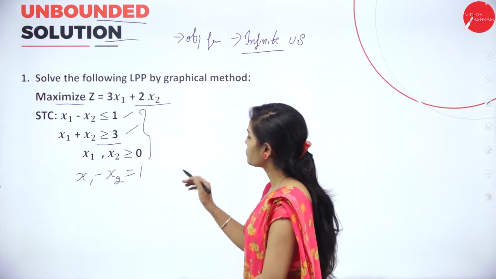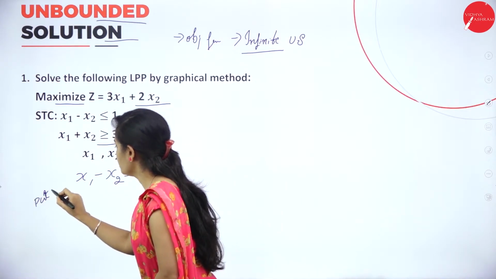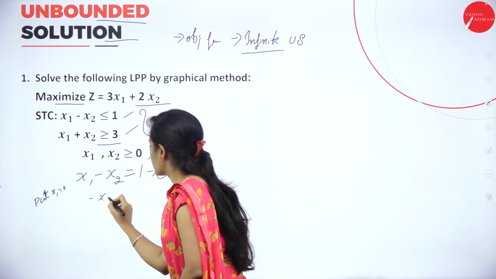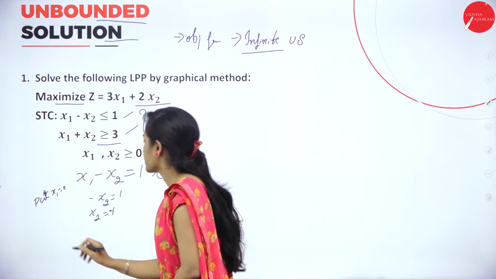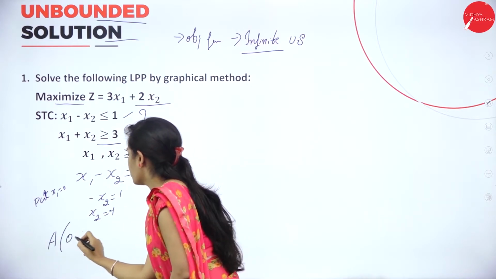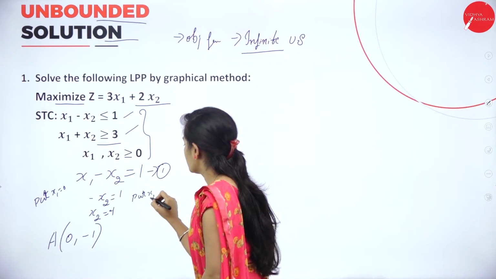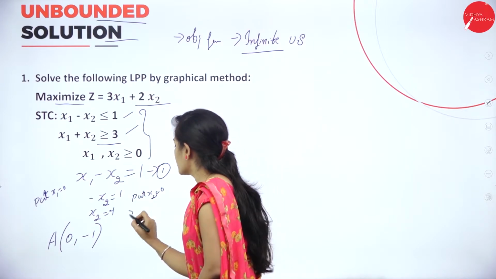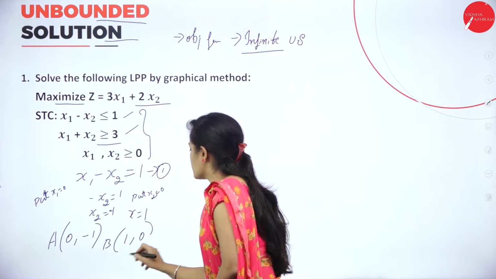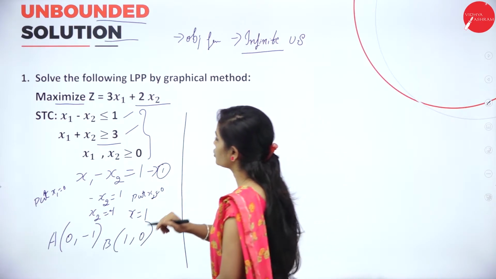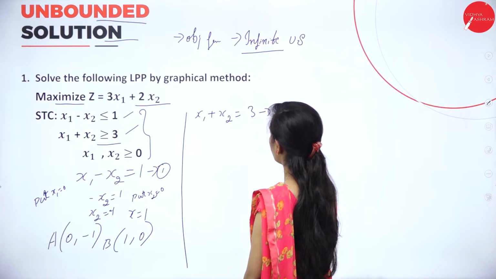This is equation number 1. First find out: put x1 is equal to 0, minus x2 is equal to 1, so x2 is equal to minus 1. So point A is 0, minus 1. Put x2 is equal to 0, then x1 is equal to 1. So point B is 1, 0. This is equation number 1, and the second equation is x1 plus x2 is equal to 3. This is equation number 2.